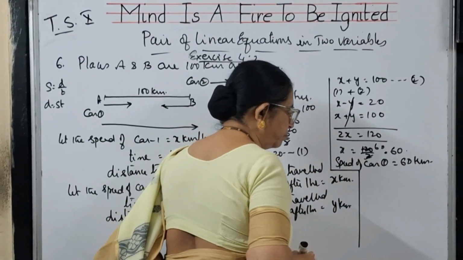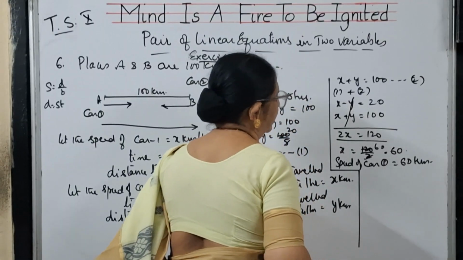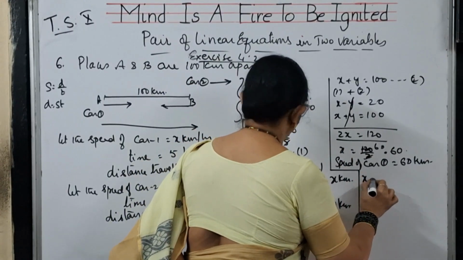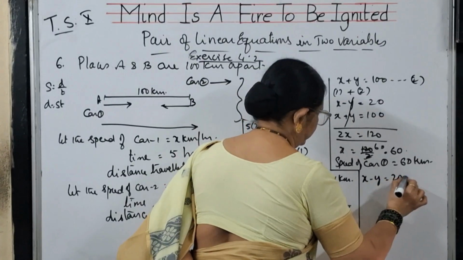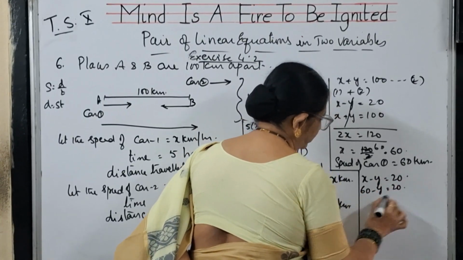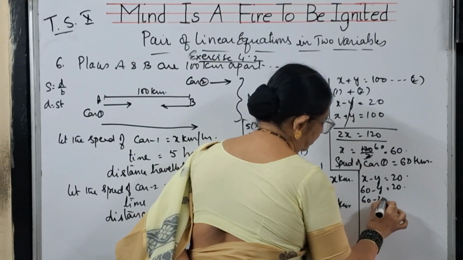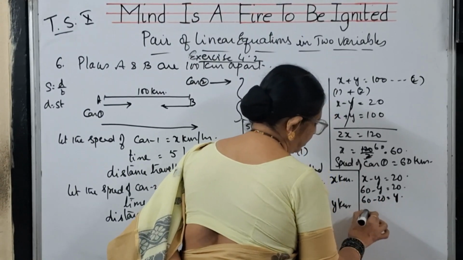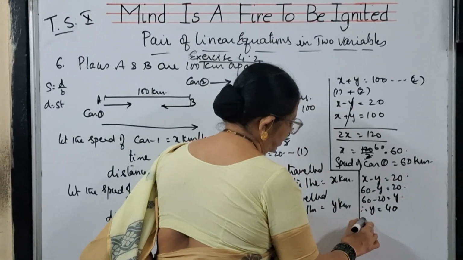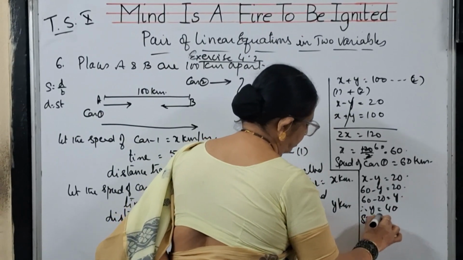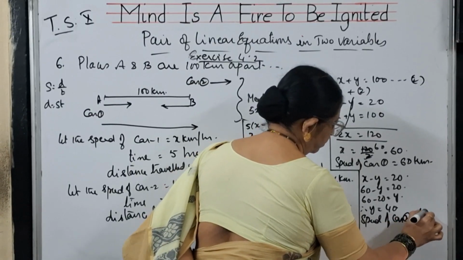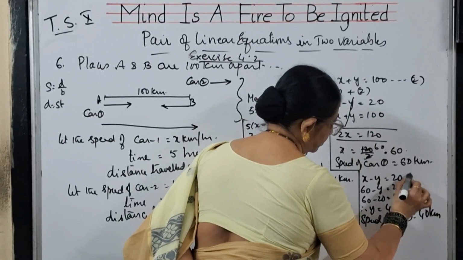Now, the second one. To find y, we know that x minus y is equal to 20. 60 minus y is equal to 20. 60 minus 20 is equal to y. Therefore, y is equal to 40. What is y? Speed of car 2 is equal to 40 kilometers per hour.